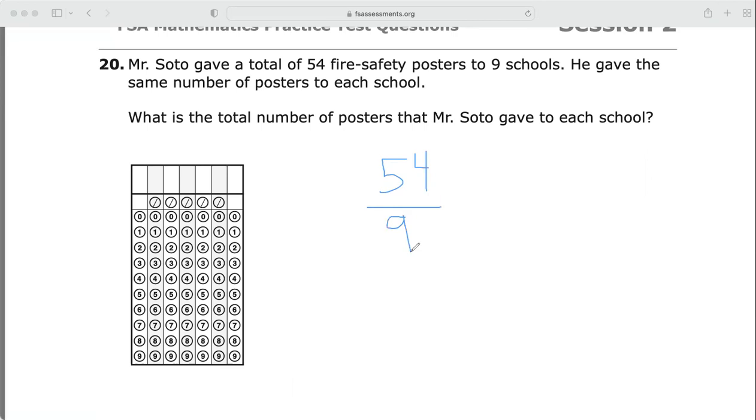How many times does 9 go into 54? 6 times. So he gave 6 posters to each school.